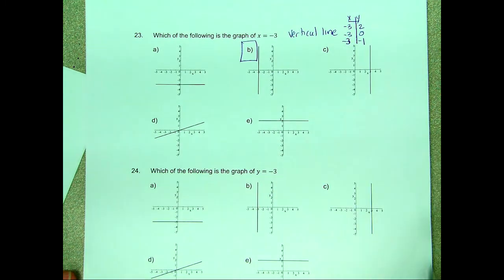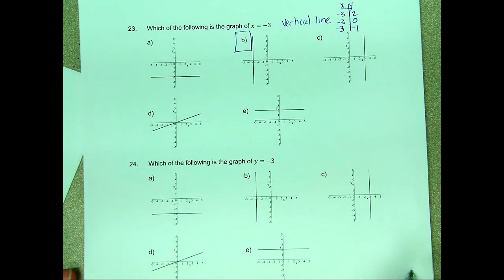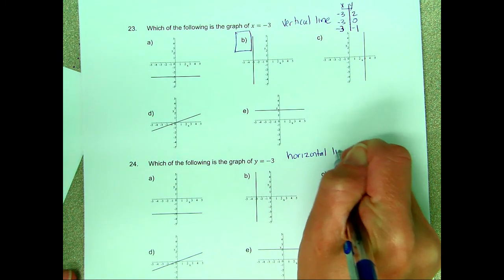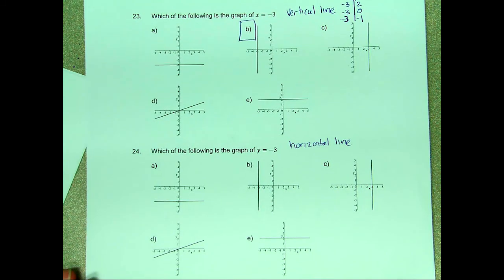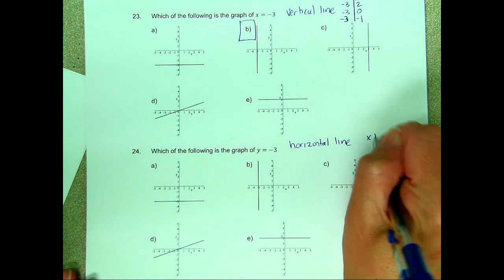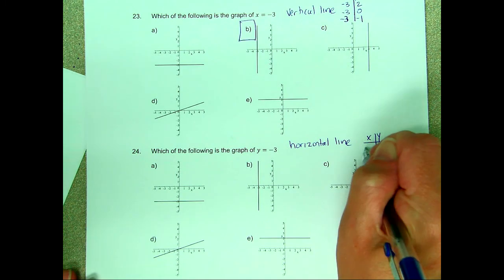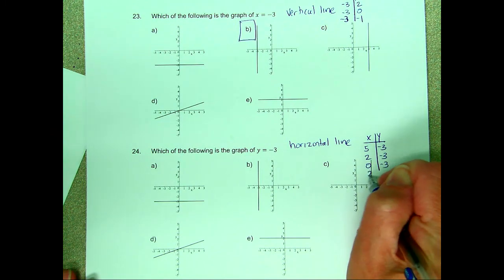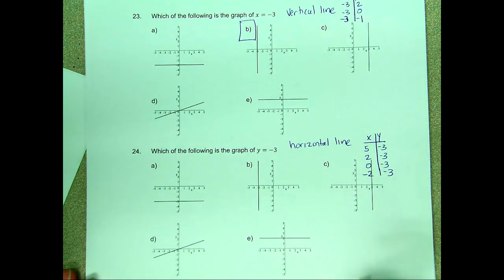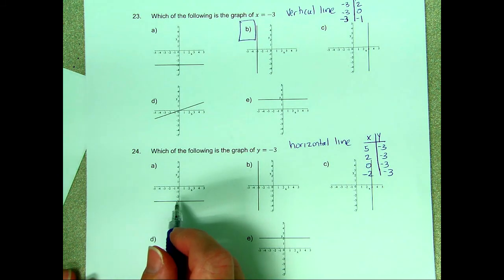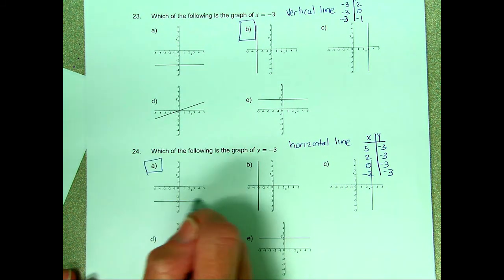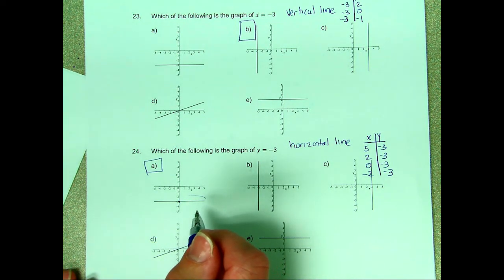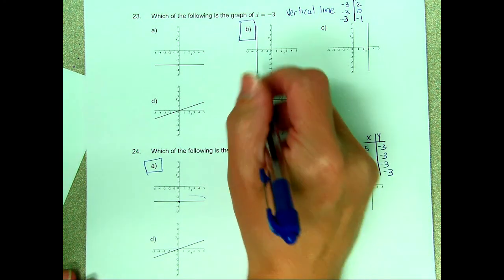For the line y equals -3, this is a horizontal line going through -3. So the y coordinate is always going to be -3: (5, -3), (2, -3), (0, -3), (-2, -3). For 24, it's choice A. Here's the horizontal line going through -3. For number 23, the vertical line going through x equals -3.